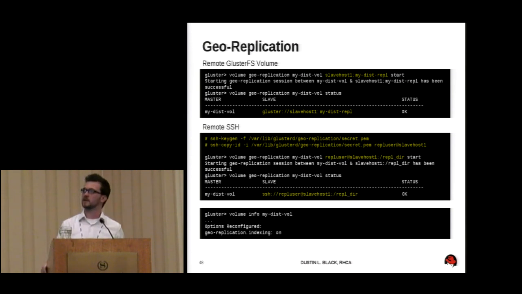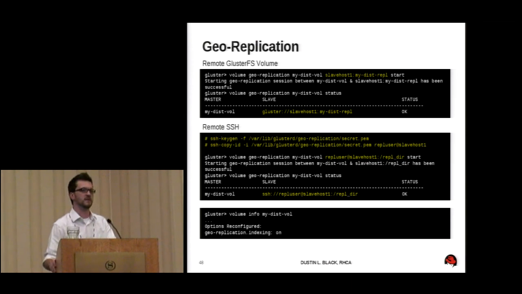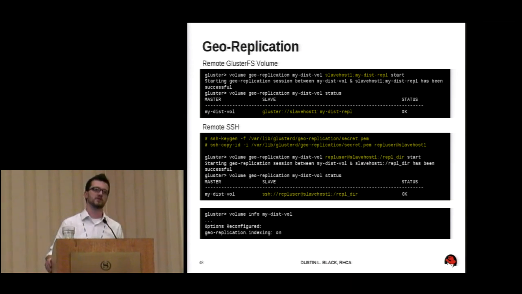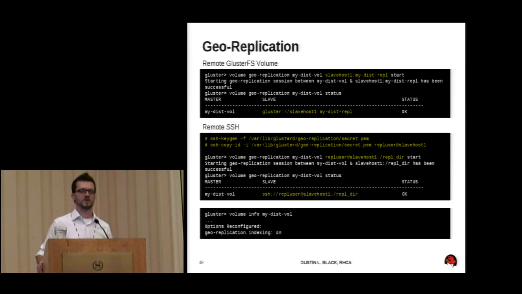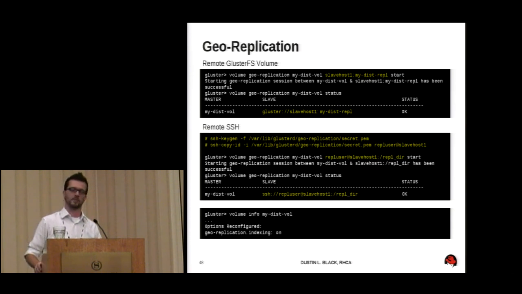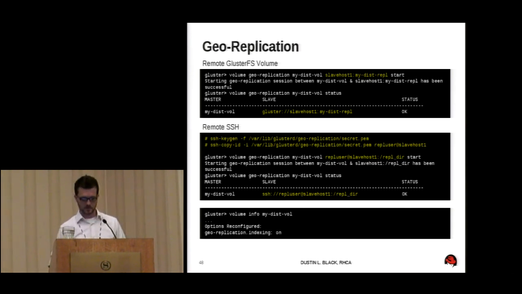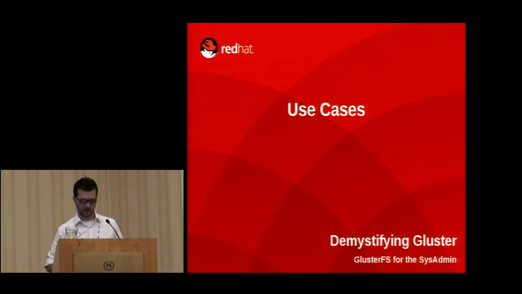In this case, I show another instance of running the volume info. I've truncated the output that we've seen before just to show you that at the end of that, once I've set up georeplication, the volume info command actually shows the options that are reconfigured. It says georeplication is on. So that little bit of output is put in there.